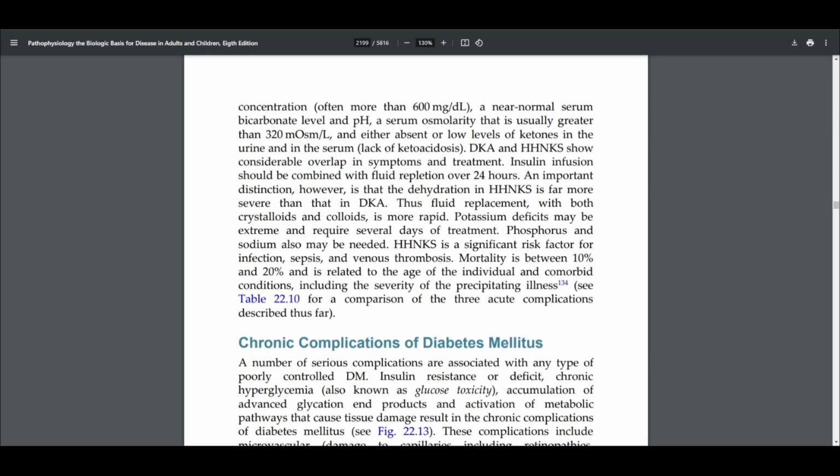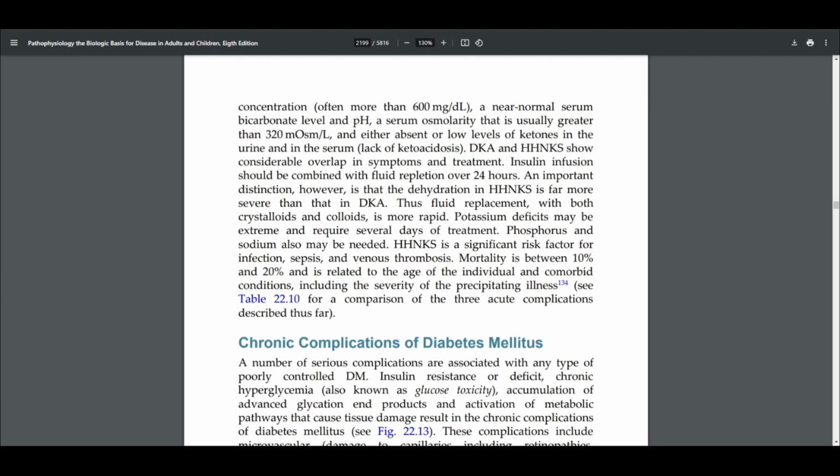Insulin infusion should be combined with fluid repletion over 24 hours. An important distinction, however, is that the dehydration in HHNS is far more severe than that in DKA. Thus, fluid replacement with both crystalloids and colloids is more rapid. Potassium deficits may be extreme and require several days of treatment. Phosphorus and sodium also may be needed.